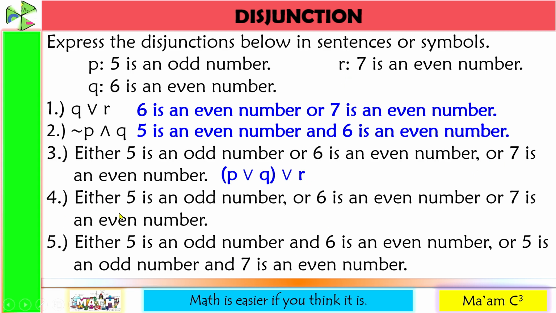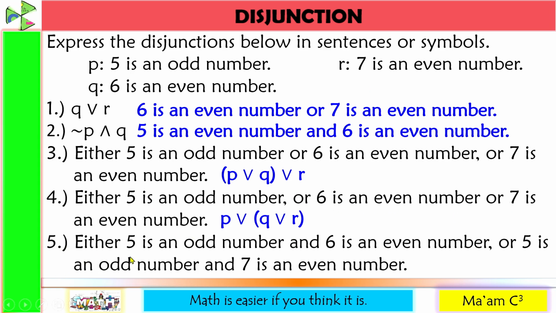Next one, either 5 is an odd number, or 6 is an even number or 7 is an even number. So the comma is here, so this is one statement. 5 is an odd number, this is our proposition P. And then we have OR. 6 is an even number, that is proposition Q. Or 7 is an even number and that is our proposition R. This is one group because everything after the comma here is considered one statement.